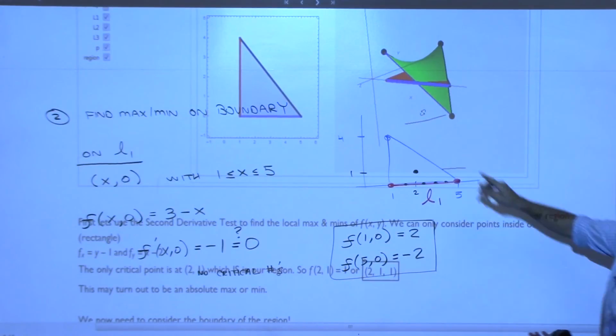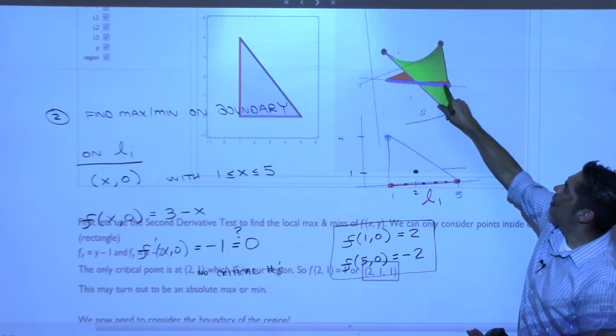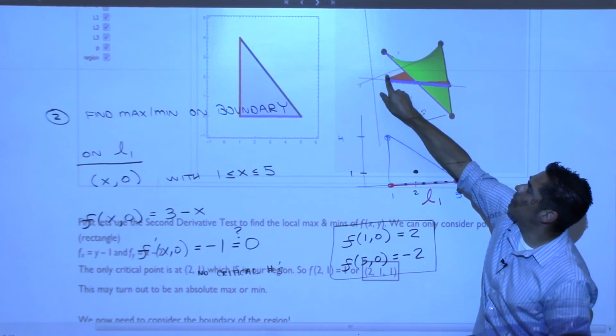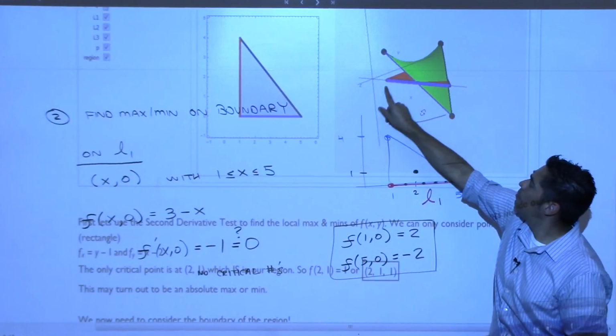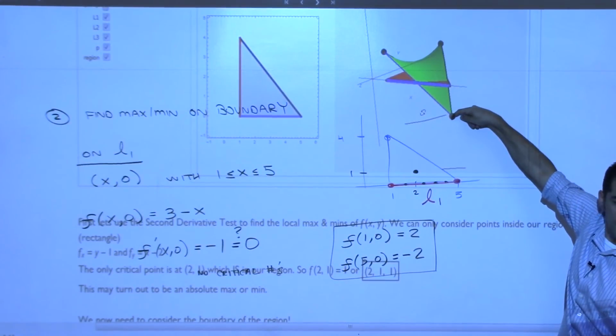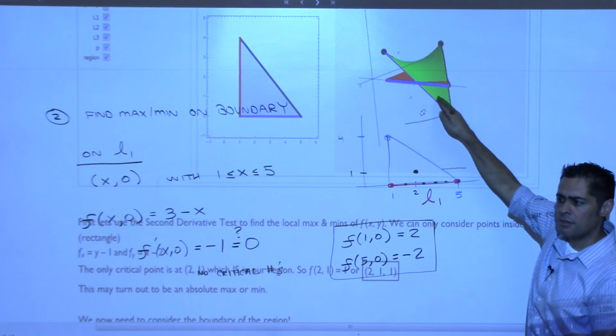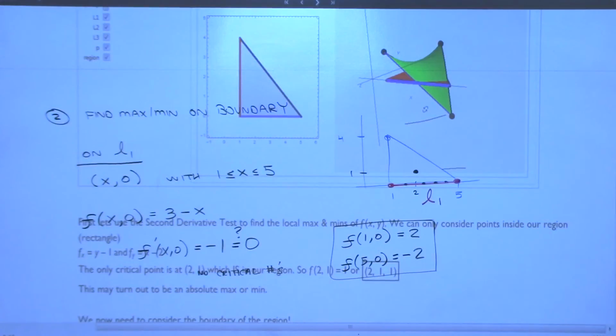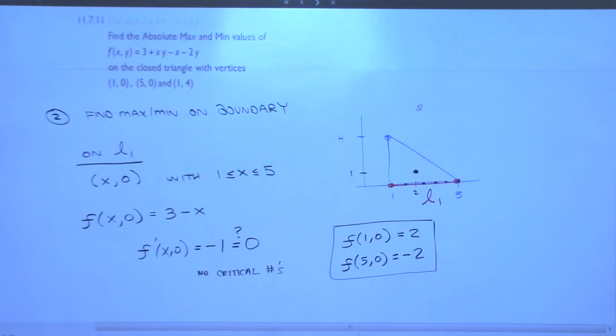Can you all tell this is L1 right here? And when we plugged in 1, 0, which would have been this point, it spit out 2. And when we plugged in 5, 0, it spit out -2. All right? And nothing in the middle because this right here, the derivative was -1, right? All make sense? Okay, let's continue to move around the closed bounded region.